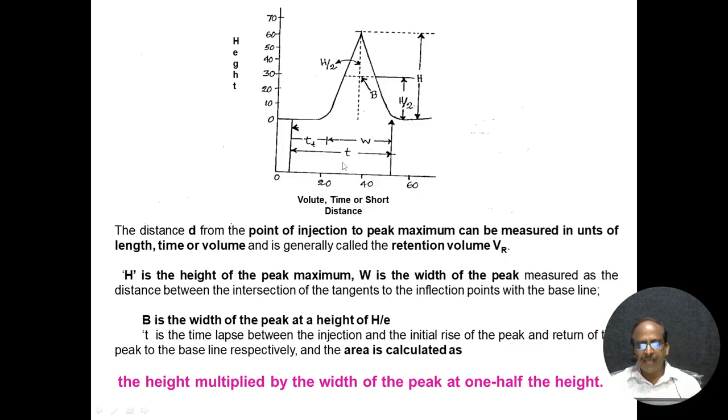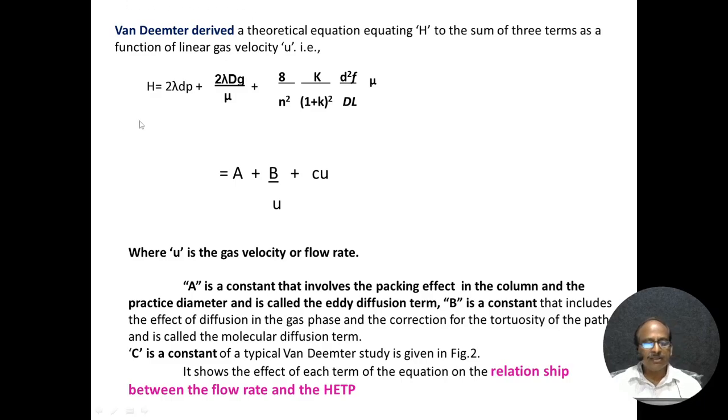T is the time lapse between the injection and the initial rise of the peak, and the return of the peak to the baseline, respectively. Height multiplied by the width of the peak, or one of the height. This is called the calculation.